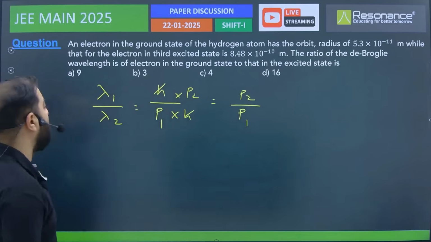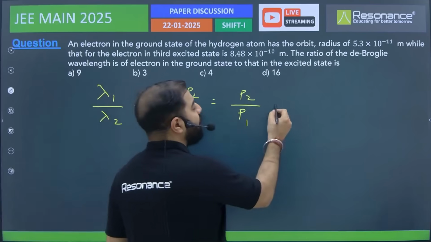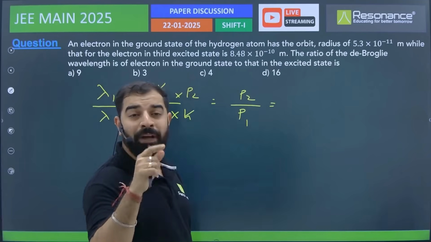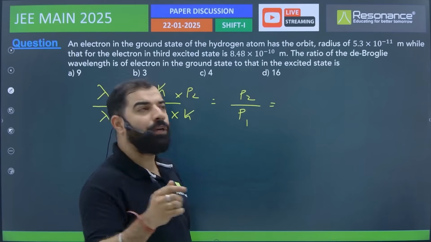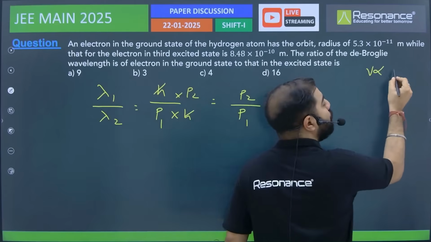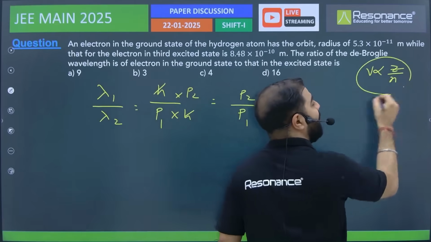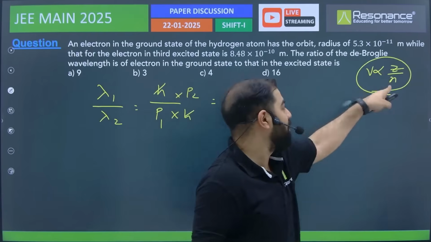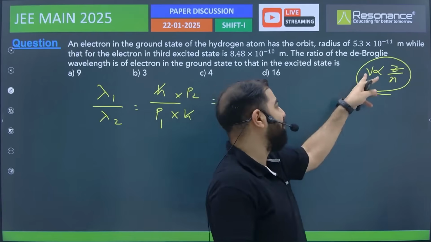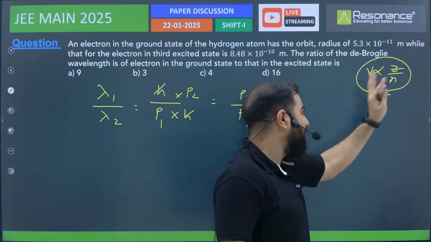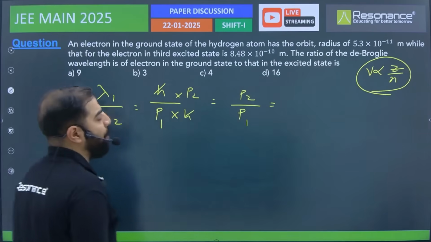Okay. Now, what is p2 by p1? It's like momentum. Momentum is mv. V is proportional to Z by n. I say this in Hindi: vajan, weight, vajan. हिंदी में वजन बोलते हैं. So V is proportional to Z by N. ठीक है, V proportional to Z by N.